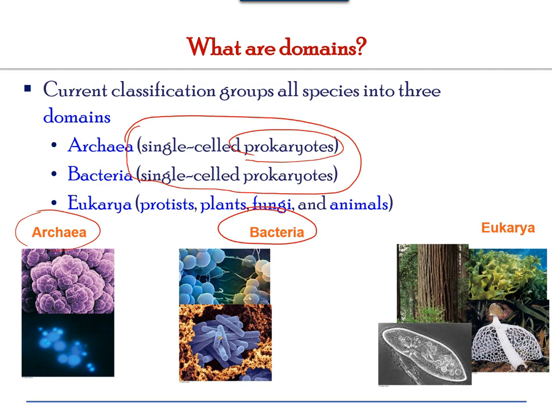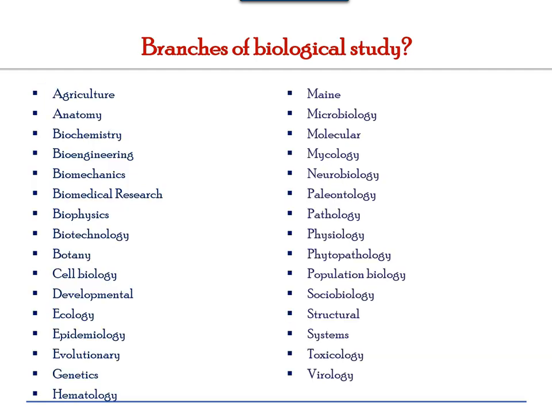The domain eukarya contains organisms that have cells with nuclei. It includes the kingdoms of fungi, plants, animals, and several kingdoms of protists. Here is a list of branches of biology. You may want to explore a few on the list for further information.